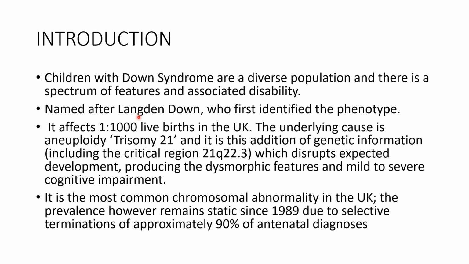Okay. So Down syndrome. Children with Down syndrome are a diverse population, and there is a spectrum of features and associated disability. It is named after Langdon Down, who first identified the phenotype. It affects 1 per 1,000 live births in the United Kingdom. The underlying cause is aneuploid trisomy 21, and it is this addition of genetic information, including the critical region on 21q22.3, which disrupts expected development, producing the dysmorphic features and mild to severe cognitive impairment.